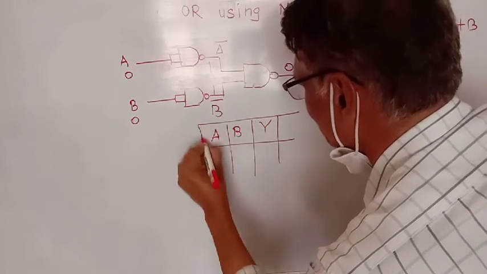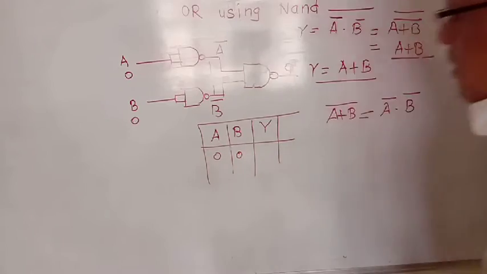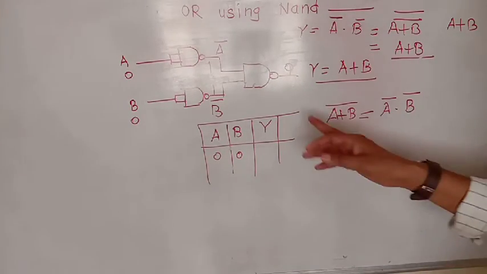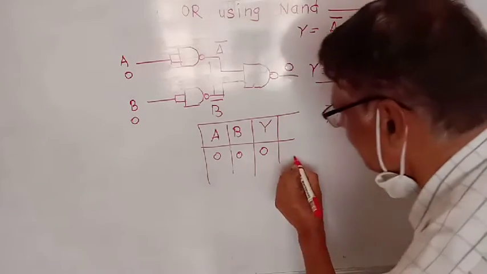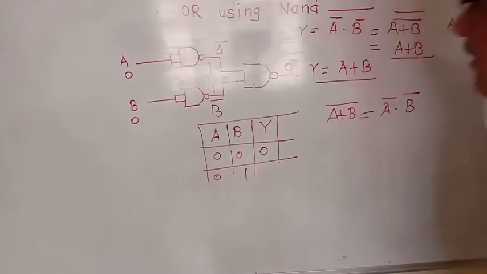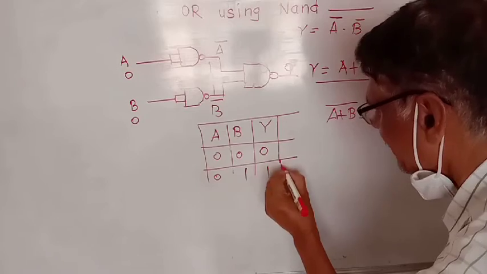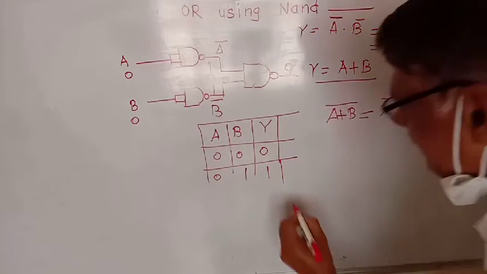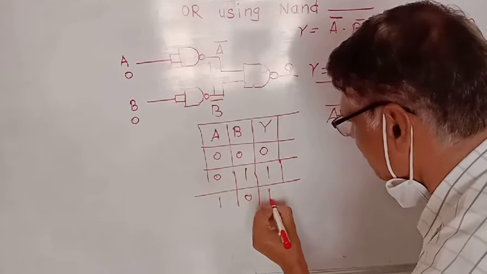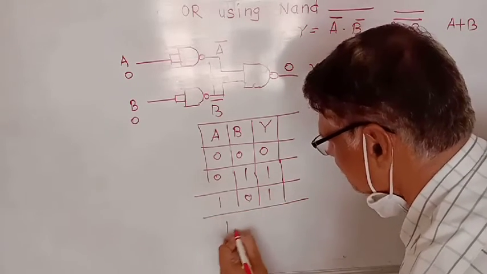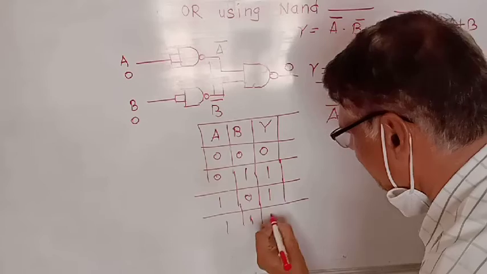Then when inputs are 0 0, output Y will be 0 plus 0, that is 0. Now when inputs are 0 1, then output will be 1, because 0 plus 1 is 1. Then again when inputs are 1 0, output will be 1. When inputs are 1 1, again output will be 1.